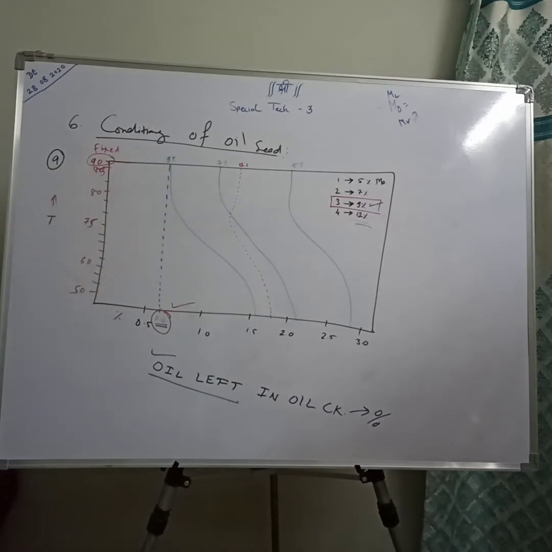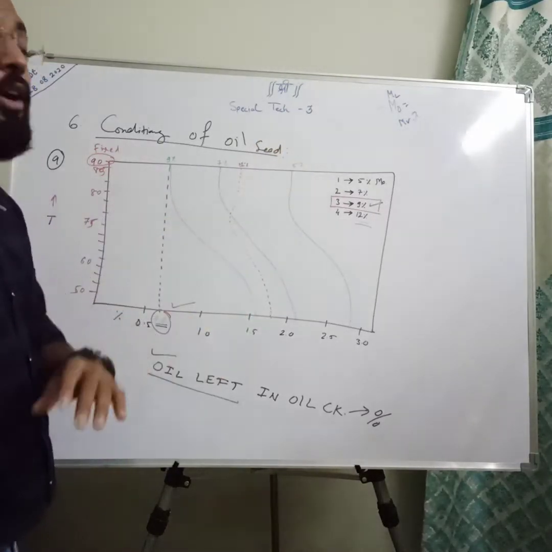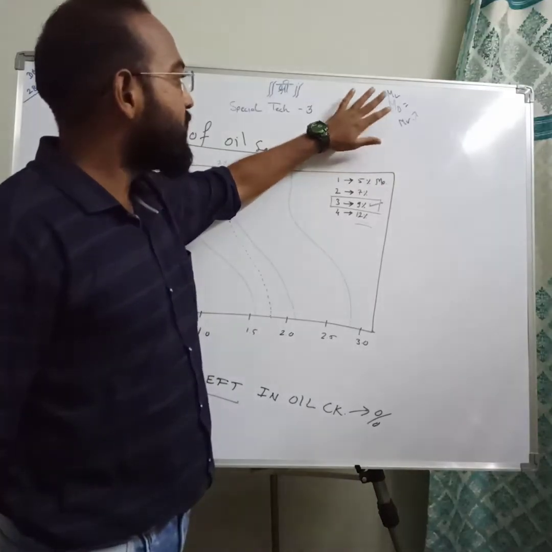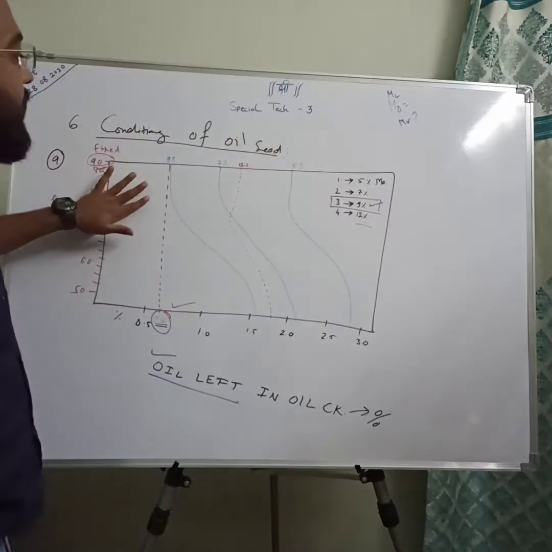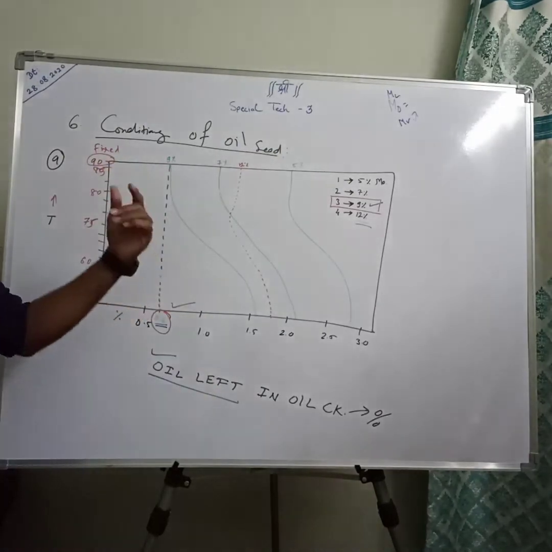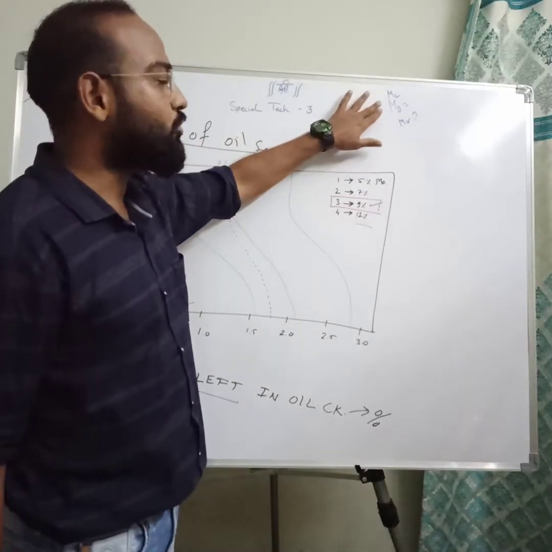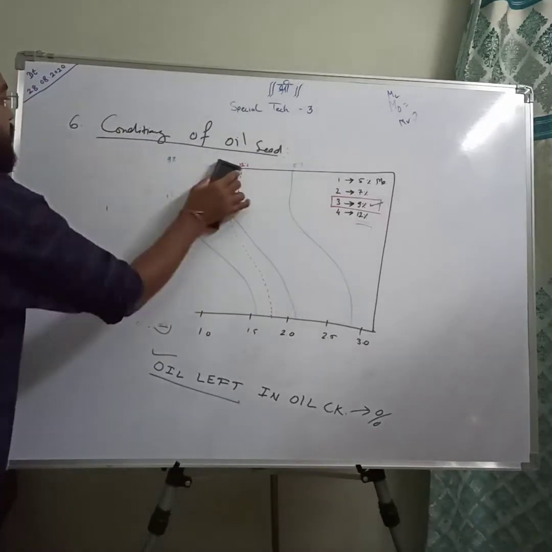From this study we can easily conclude that if these kinds of experiments are carried out with different seeds and different moisture content, we are able to find the optimum moisture content, which gives us better results during mechanical extraction, with a minimum amount of oil left in the oil cake and a maximum amount of oil extracted. Let's move on to the next curve.